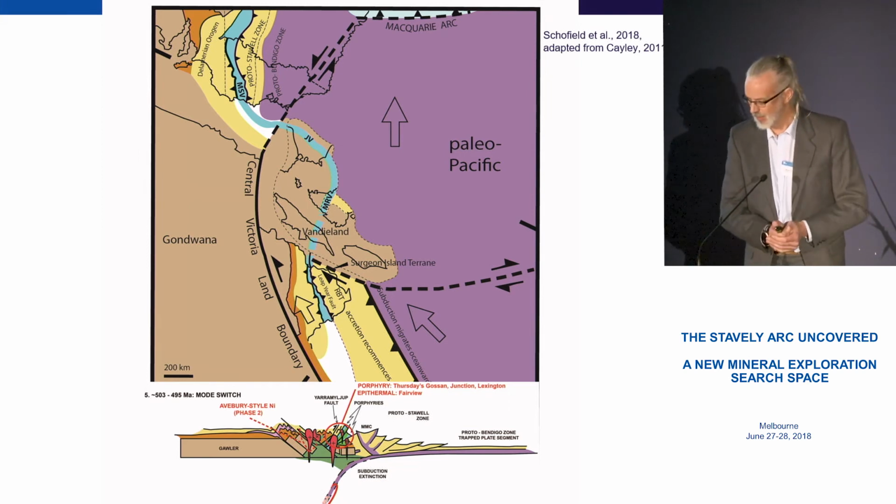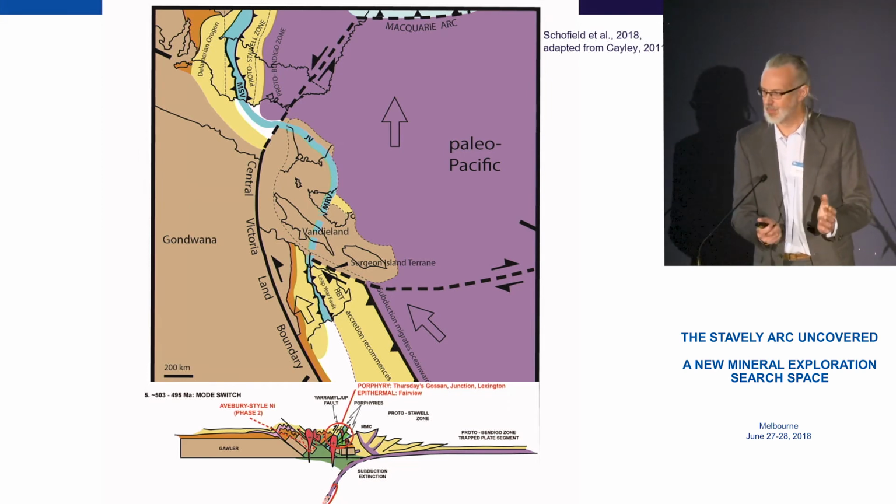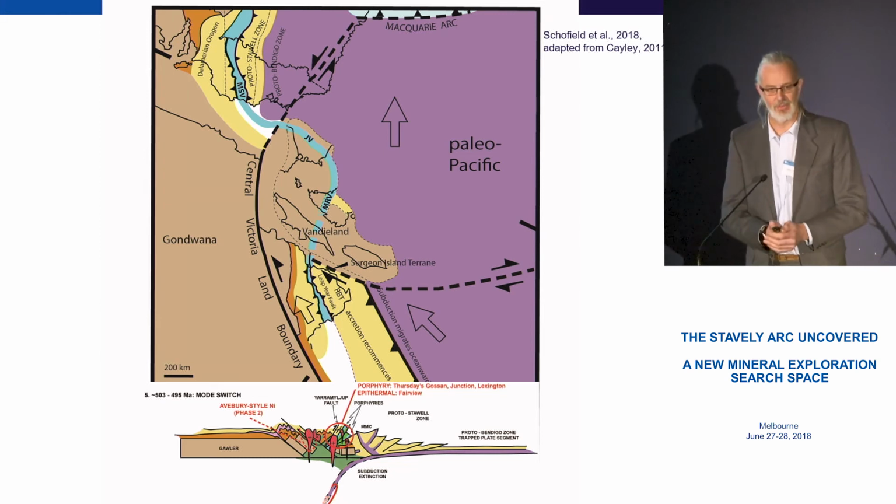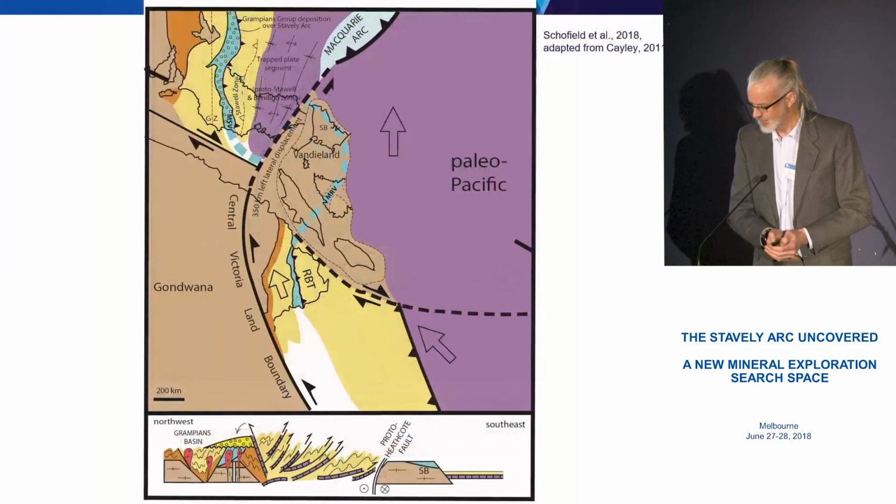But for Stavely, it was really important because it was under convergent stress for maybe 5 million years, and that suppressed magmatism as far as we can tell. And then there was a final release, and that was a pulse of magmatism, and that was the mineralised porphyries. And that's sort of the end of the arc.